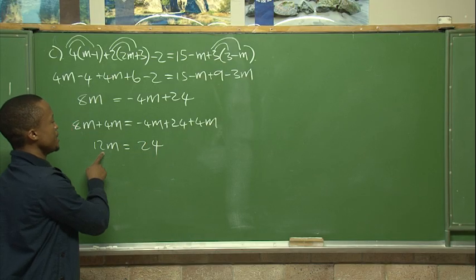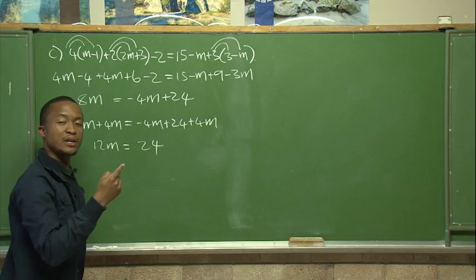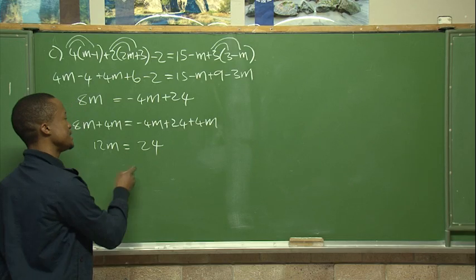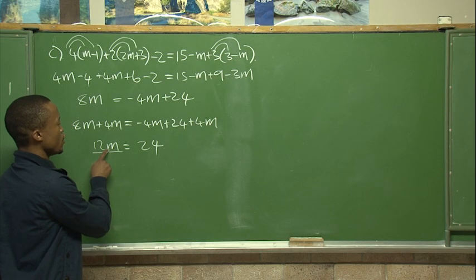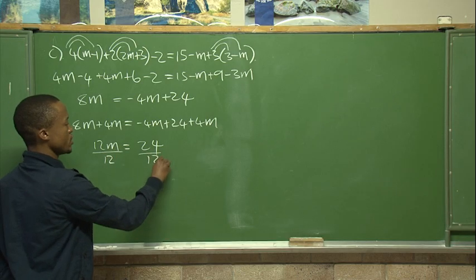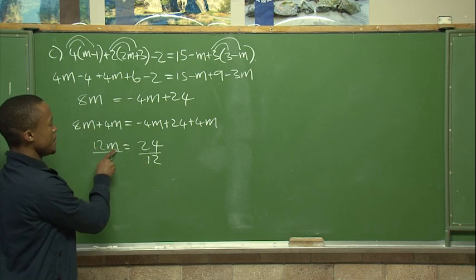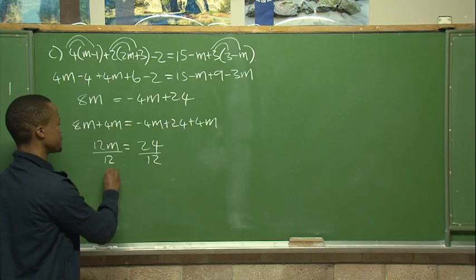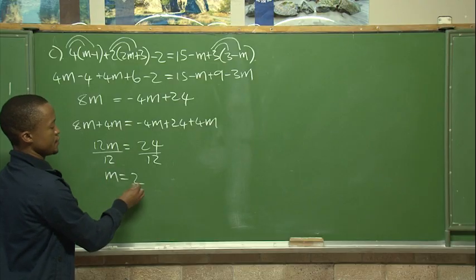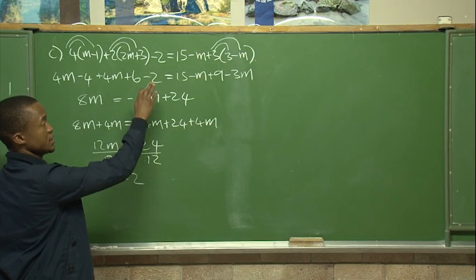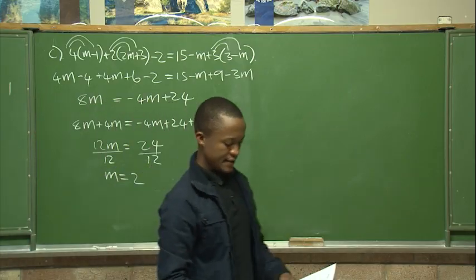To isolate for m, we multiply by the multiplicative inverse of 12, and that is a 12th, which is 1 divided by 12. So that's the same as dividing by the coefficient of the variable that is concerned. So the coefficient of m is 12, so we divide both sides by 12, which is the same as multiplying by a 12th. 12m divided by 12 will be positive 1m, and 24 divided by 12 will give us positive 2. And by that we have found the value of m such that the equation will be balanced, such that the left-hand side is equal to the right-hand side.